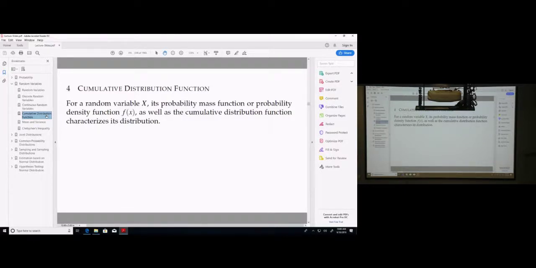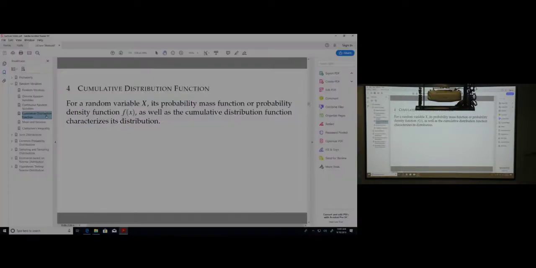Okay, let me give you a little bit of the big picture, because as we introduce more and more different notions, it can be a little bit too overwhelming. So the idea is the following.